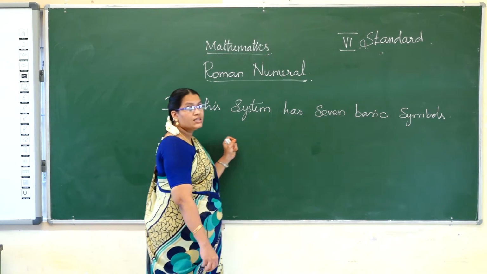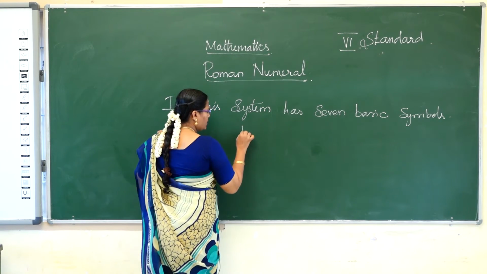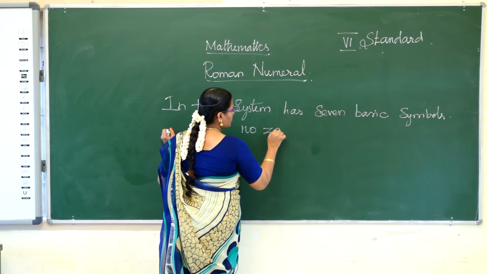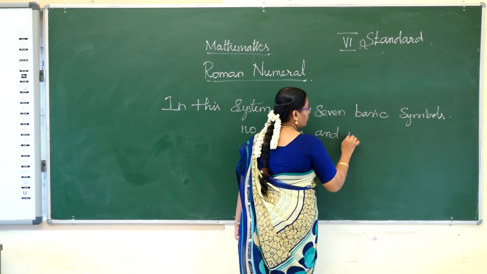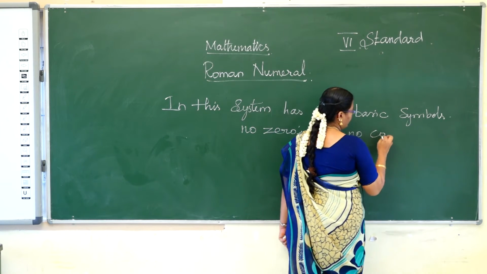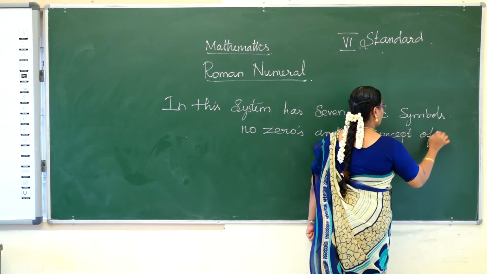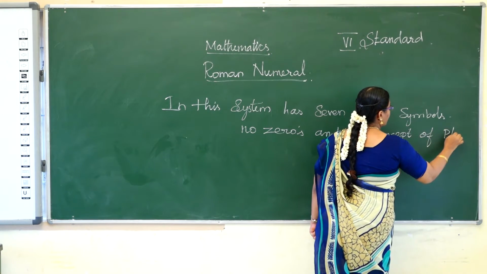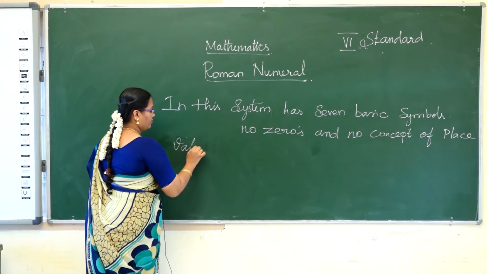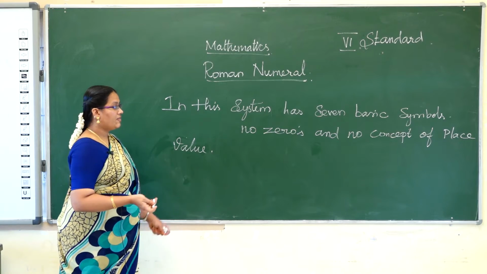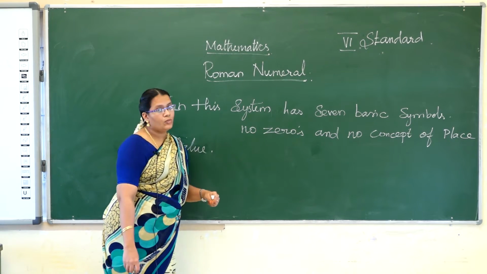In Roman numbers there is no zero, and no concept of place value. Now see the basic symbols of Roman numerals.